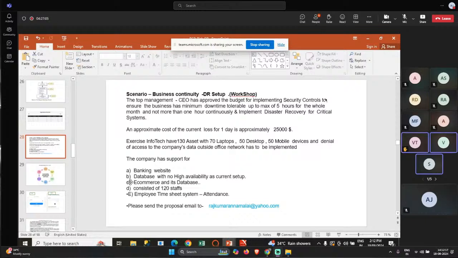Sir, what is point number B? Banking database. Point number B, database has no high availability as a current setup. So we are not hearing anything on that. Yeah, database with no high availability means it comes under the risk. We need to implement at least some failover for the databases. Okay, continue. Someone else was saying something. Who's that? Yeah, continue.